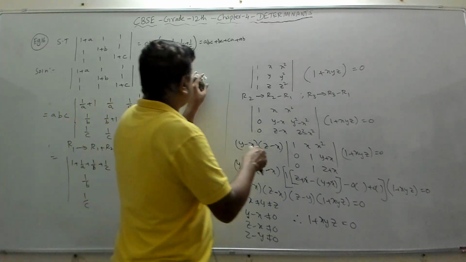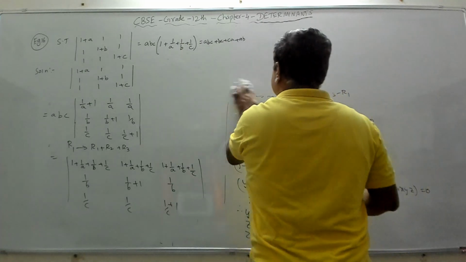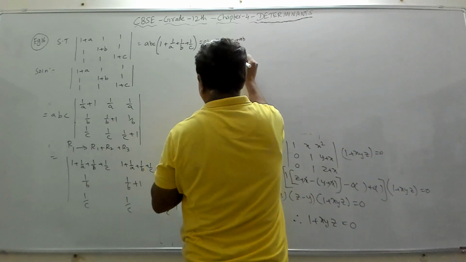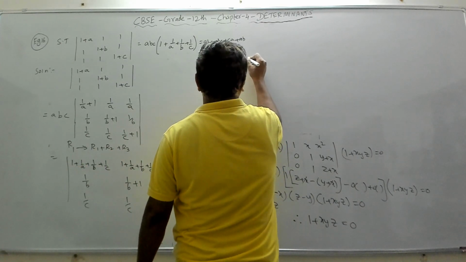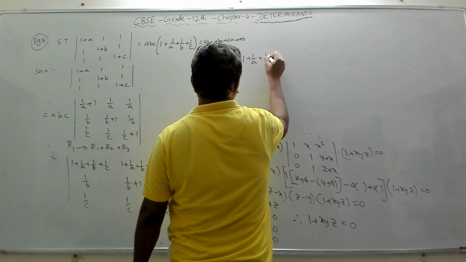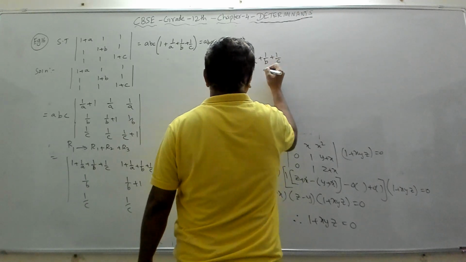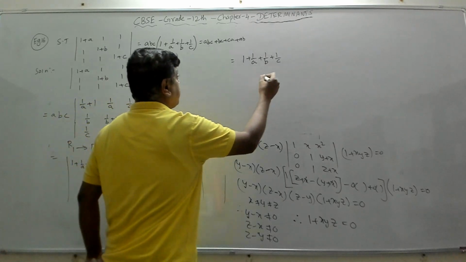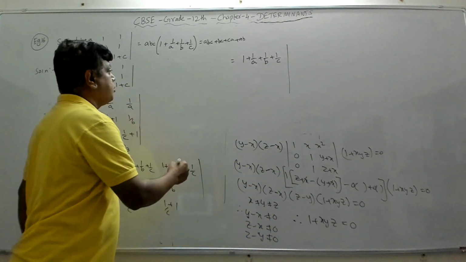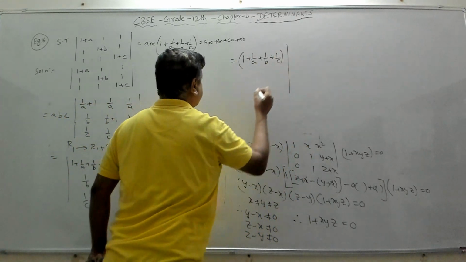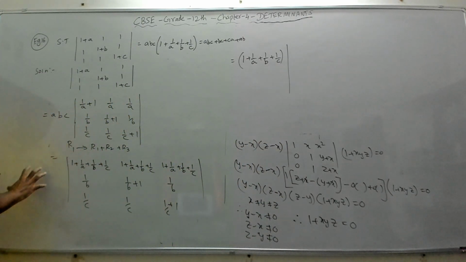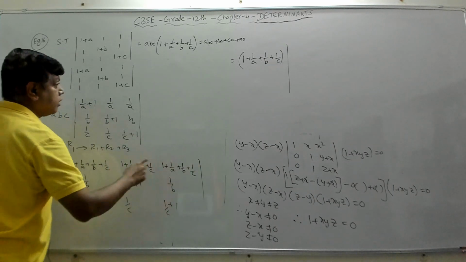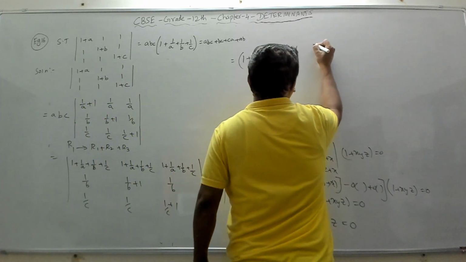Since row 1 elements are the same, that can be taken out. So if I take that out of the determinant, I'll get 1 plus 1 by a plus 1 by b plus 1 by c. I'll put a bracket here, so this entire thing is taken out. Then it will become 1, this is also taken out, 1, this is also taken out, 1. So your first row will become 1, 1, 1.